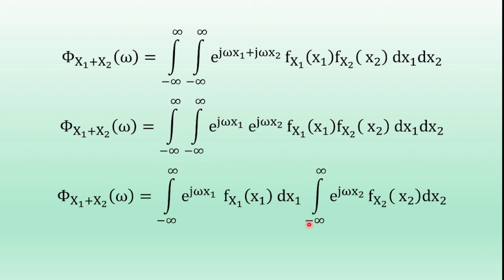Using the definition of the characteristic function of a single random variable, the first integral term is the characteristic function of the random variable x1 for the continuous case, and the second integral term is the characteristic function of the random variable x2 for the continuous case. So that is Φ_x1(ω) and Φ_x2(ω). So these are some important properties of the joint characteristic function of the random variables x1 and x2.